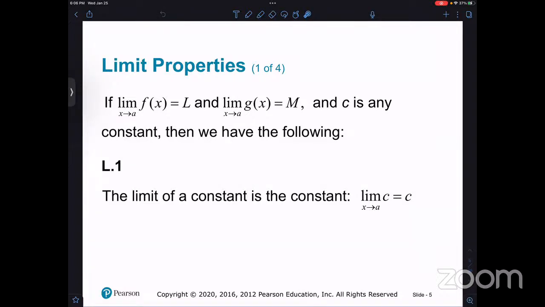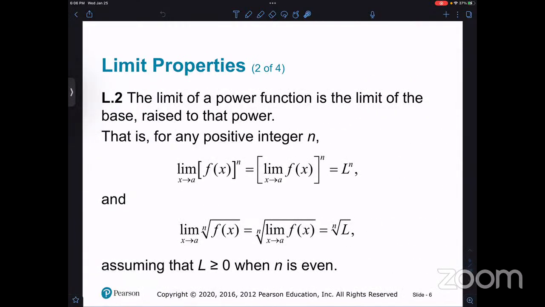Okay. So another property: the limit of a power function is the limit of the base raised to the power. That is, for any positive integer n, the limit as x approaches a of some function to a power.